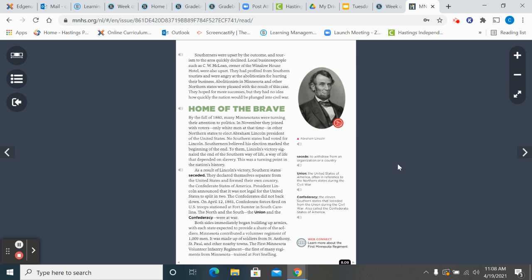And on a side note, Minnesota was the first state to offer troops, Union troops, to fight in the Civil War of any Union state. And if you think about it, when we think about the 1st Minnesota Volunteer Infantry Regiment, think about Soldier's Heart. Is there a character within that book that volunteered himself and ultimately joined the 1st Minnesota Volunteer Infantry Regiment? And did that person train at Fort Snelling?